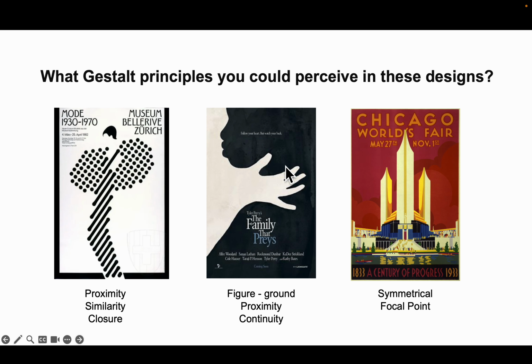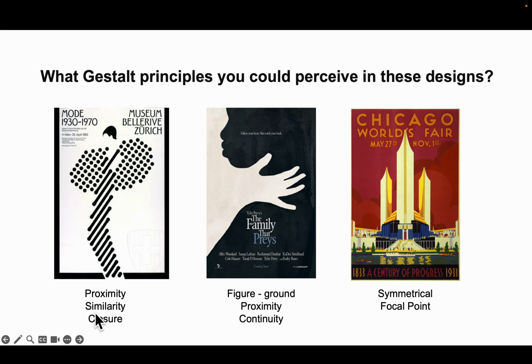Yeah, so actually, let's see some of the designs and talk about what Gestalt principles you can perceive in this design. For this first design, I can perceive the principle of proximity. You can see all those shapes staying near each other, so I can see they form a person, right? There is a person standing here.